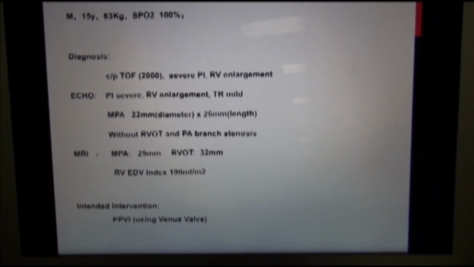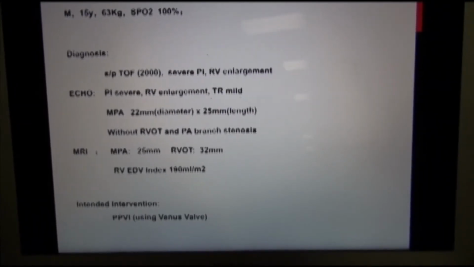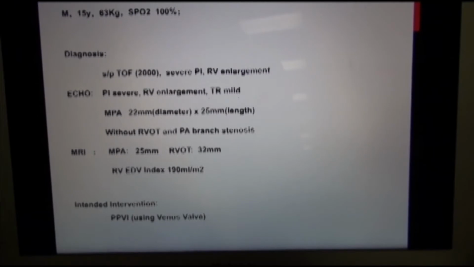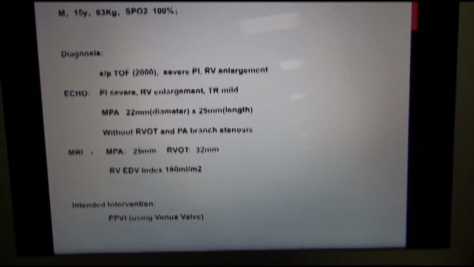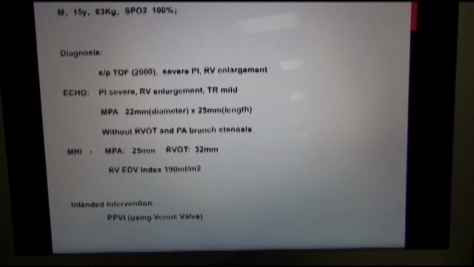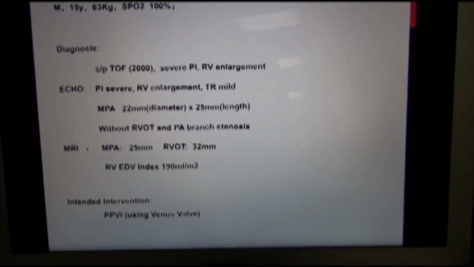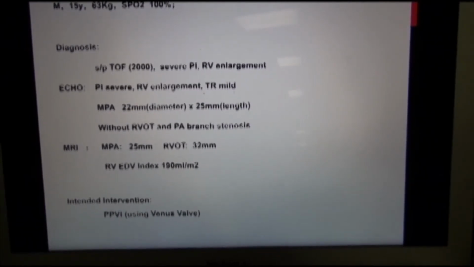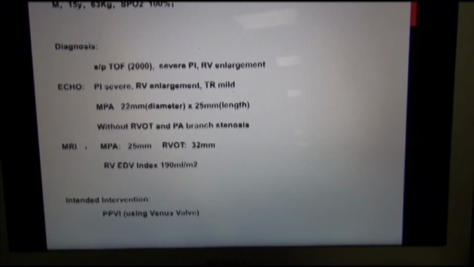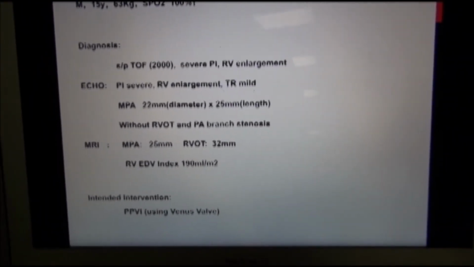And we also do the MRI. By the MRI, the MPA diameter is about 25 and the right ventricular outlet diameter is about 32. And the right ventricle diastolic volume index is about 190. So today we want to do a catheter examination, and the intervention we want to do is percutaneous pulmonary valve implantation using Venus valve. So next I want to show you the imaging of the echo and MRI.